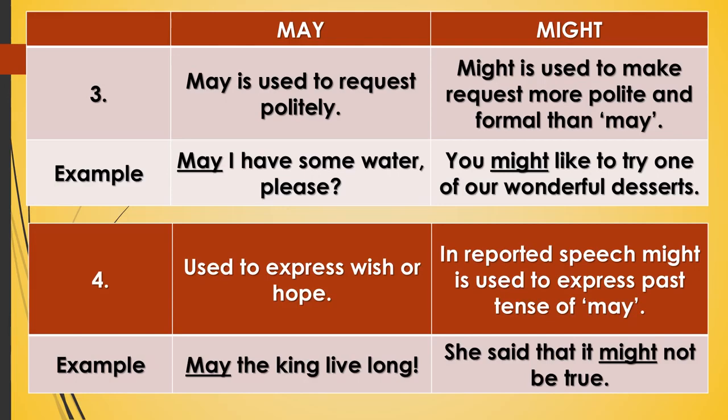Number 4. May is used to express wish or hope. For example, may the king live long. While in reported speech, might is used to express the past tense of may. For example, she said that it might not be true.